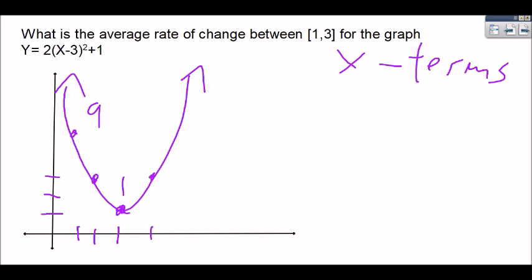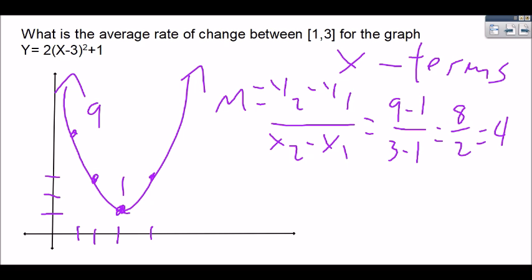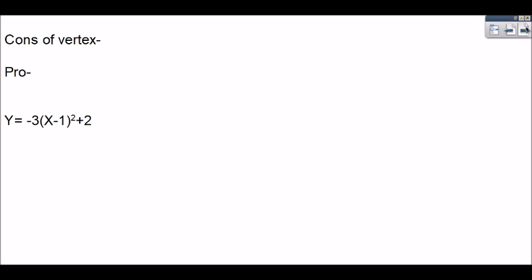Then I take my slope equation, and I plug in the 2 points that we found, and then solve for the average rate of change. So the average rate of change for this parabola between 1 and 3 is 4. And the last thing we have to know is from 1 to 3, it is going down. So this would technically be -4 for that term because of reading from left to right, going from 9 down to 1.